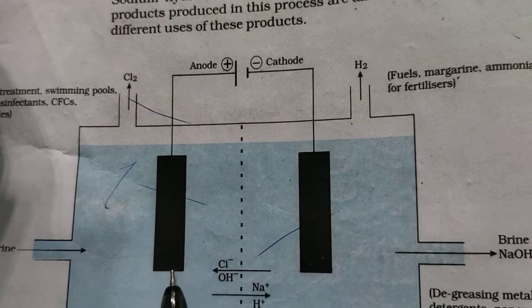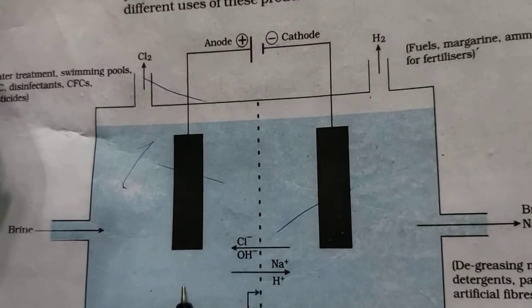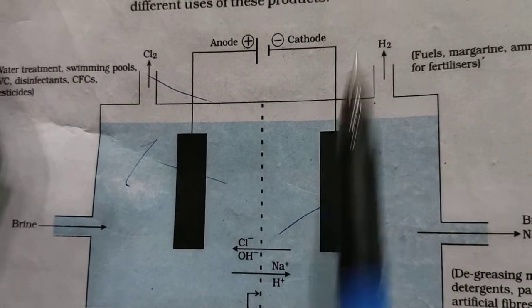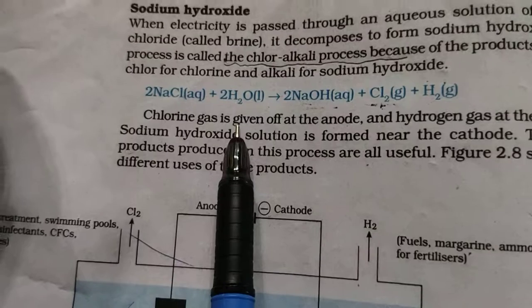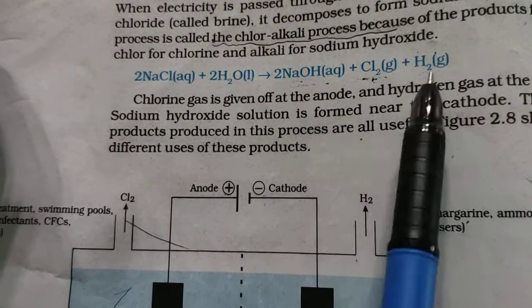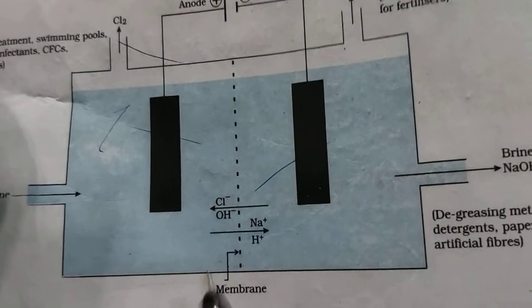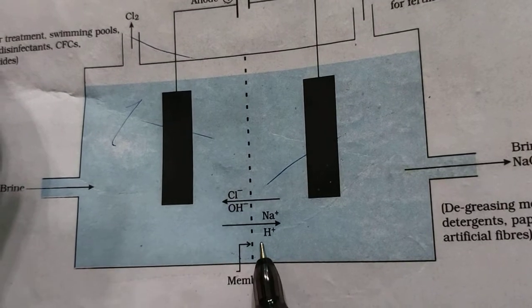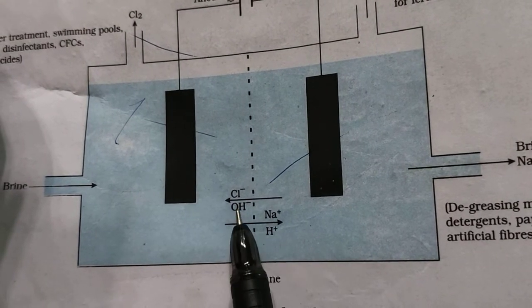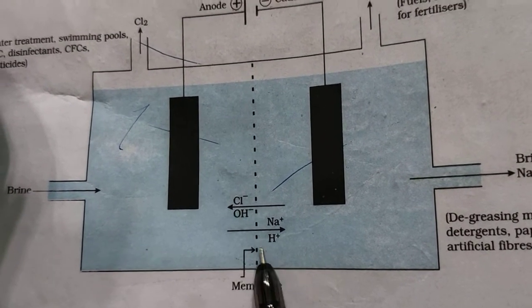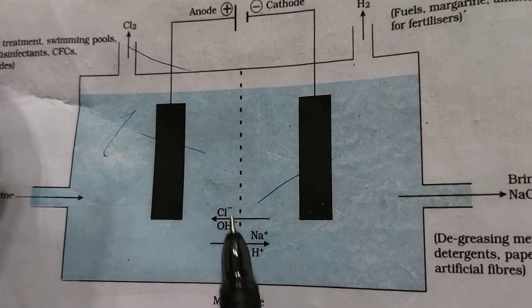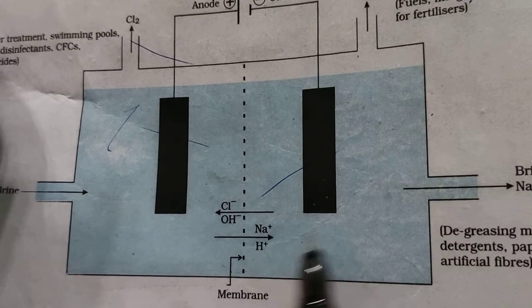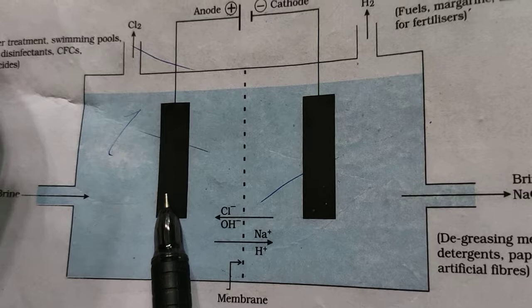So whenever sodium chloride is decomposed, then what happens? Sodium hydroxide, chlorine and hydrogen gas are produced. This is sodium, this is hydroxide, this is chlorine, this is hydrogen. The produced hydrogen and chlorine gas will be deposited at the cathode and anode respectively.